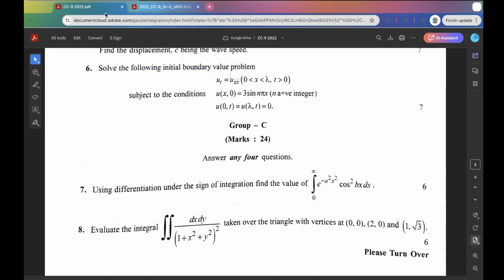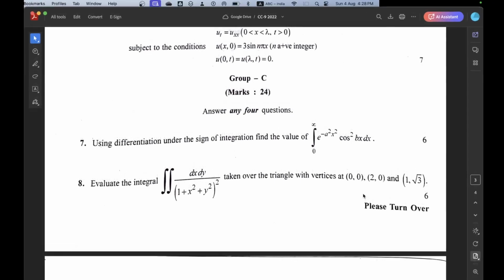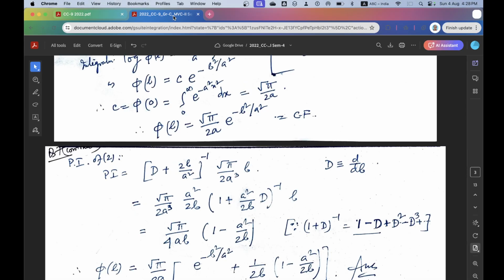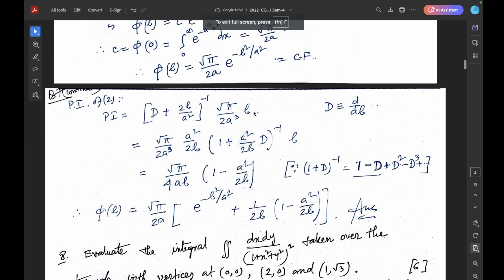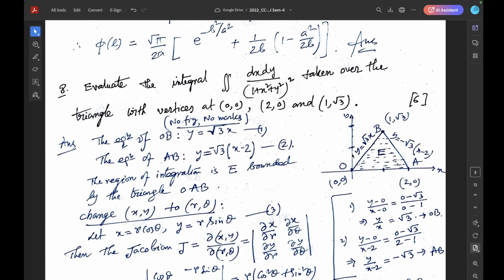Next question 8. Evaluate the integral double integration dx dy whole divided by bracket 1 plus x square plus y square whole square, taken over the triangle with the vertices at 0, 0, 2, 0 and 1, root 3. Here is the figure: the x-axis, y-axis, the points 0, 0, 2, 0 and 1, root 3.